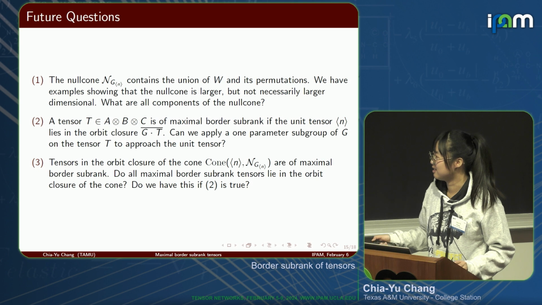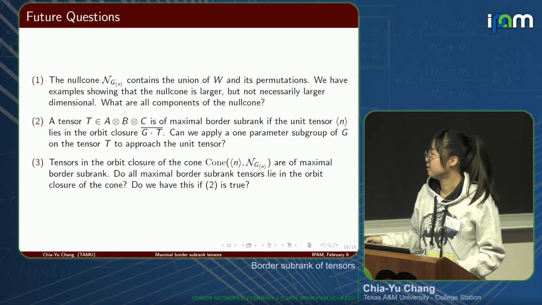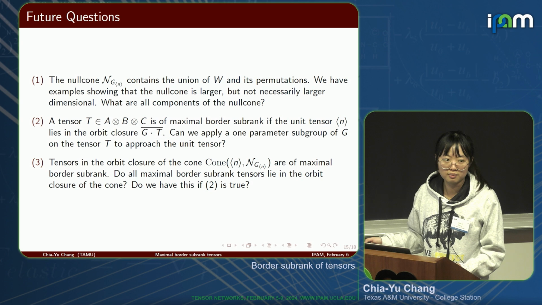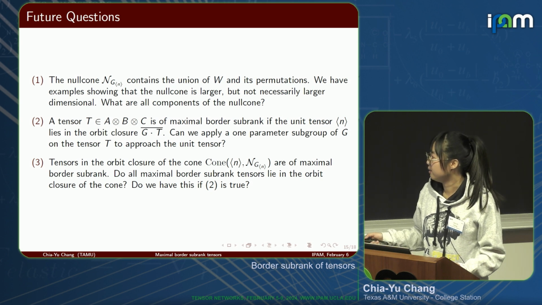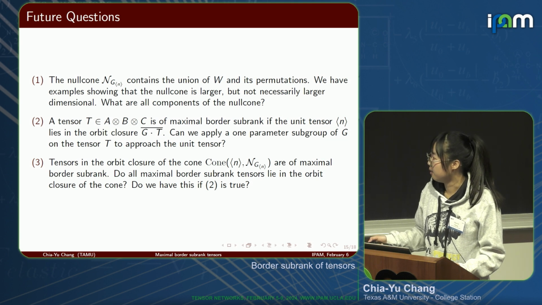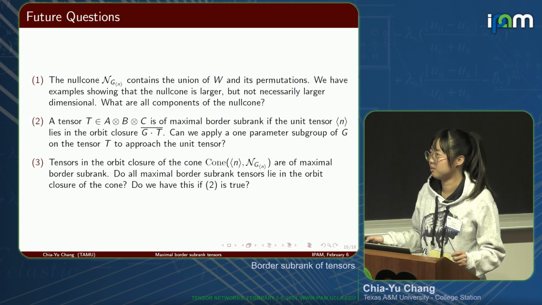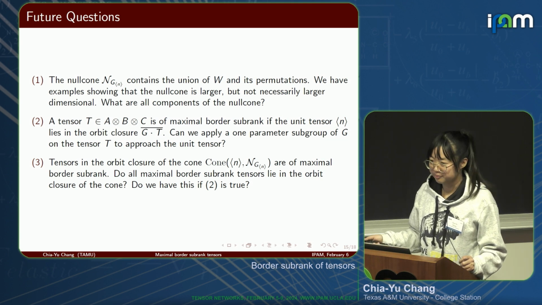The third question is that we have that tensors in the orbit closure of the comb are of maximal border subrank, but we are wondering, do all maximal border subrank tensors lie in the orbits of the closure of the comb? And do we have this if 2 is true? If we have this, then we know what all maximal border subrank tensors look like.